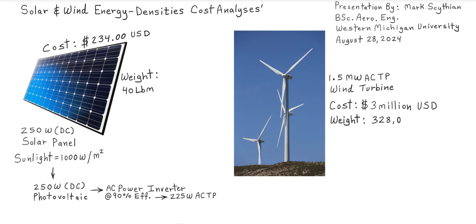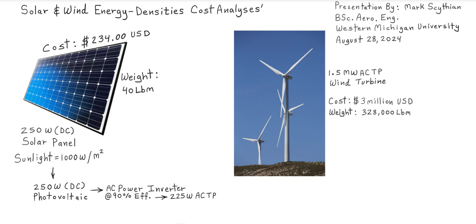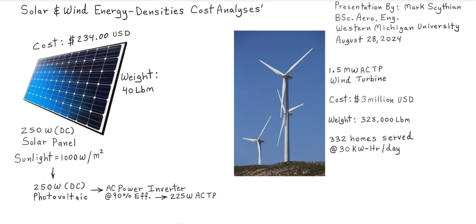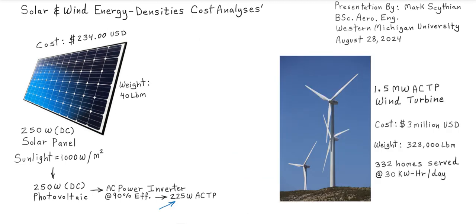We have an average weight of 40 pounds per solar panel, and the average weight for a commercial wind turbine at 328,000 pounds. And so the specifications list 332 homes served. We're going to verify if that specification is accurate as well, and compare that to the 30 kilowatt hours per day consumption per house. So we have to focus on the 225 watts AC true power per solar panel on the solar power side here.